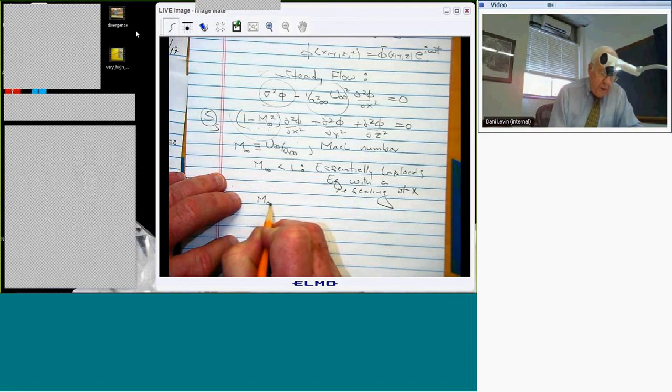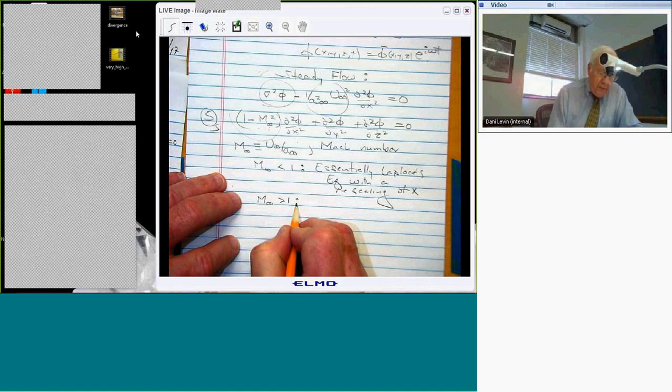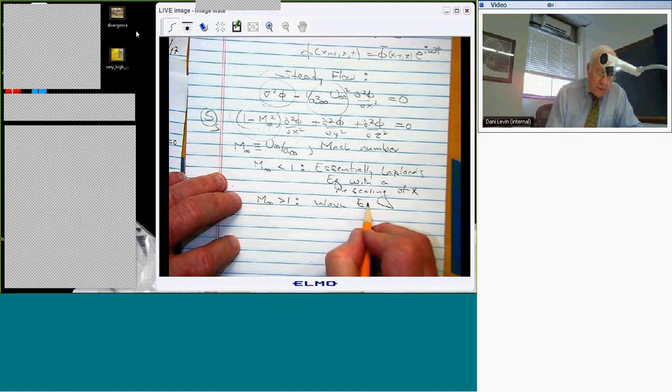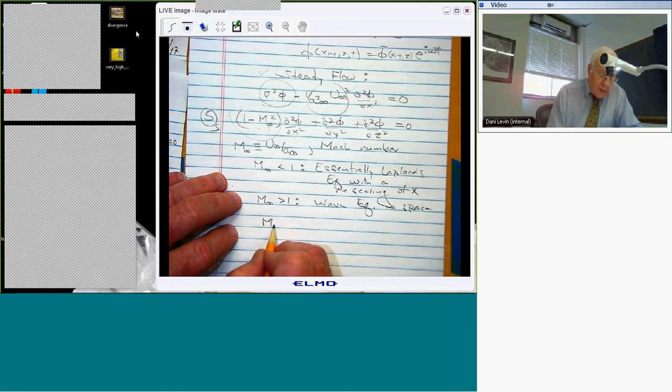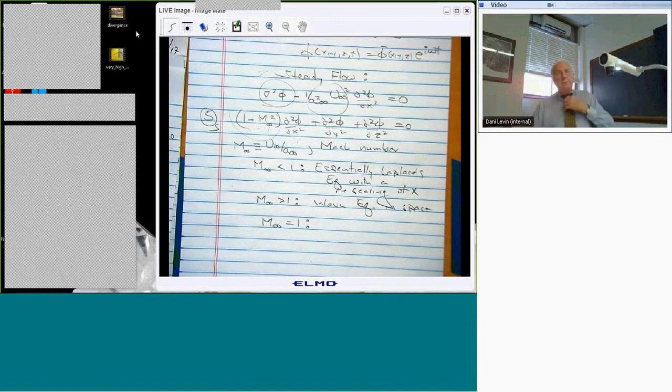If it's greater than 1, then of course you have a wave equation, but it's a wave equation in space rather than time. And if the Mach number is exactly equal to 1, it depends.